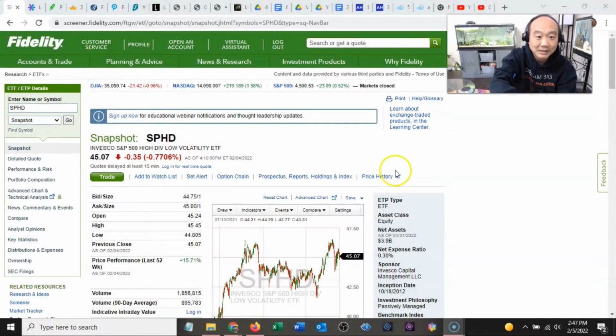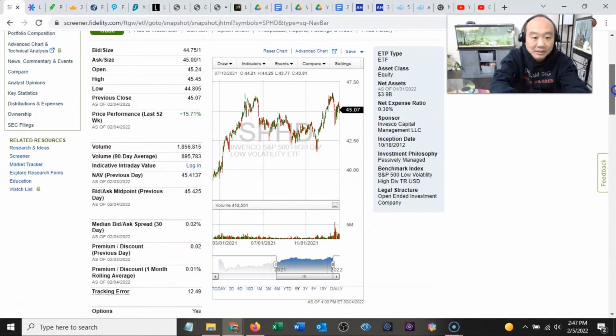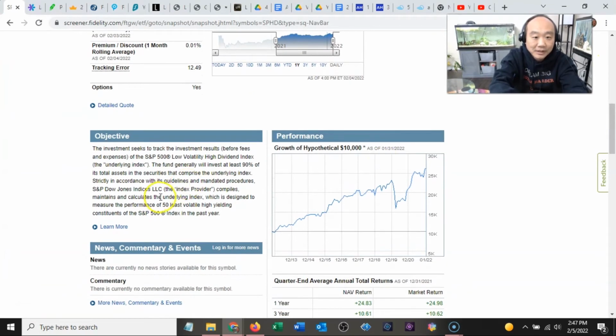All right. So what we're talking about today is the Invesco S&P 500 High Dividend Low Volatility ETF. Let's take a look at the objective here. The objective is designed to measure the performance of the 50 least volatile, high-yielding constituents of the S&P 500 index in the past year.